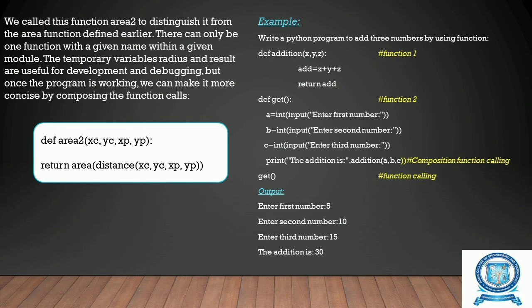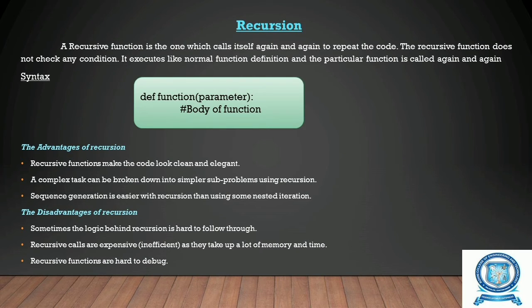So in this example, we are given a is equal to 5, b is equal to 10 and c is equal to 15. These values will be passed as per the formal parameters: a will be given to x, b will be given to y and c will be given to z. Then when we are adding, we will receive the value 30, which will be returned in the add variable. Now let us see about recursion.